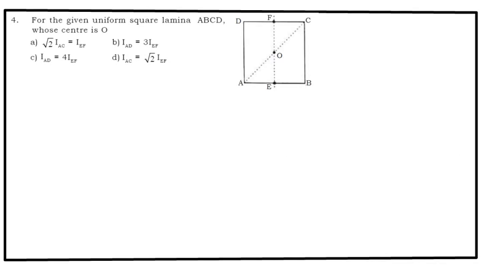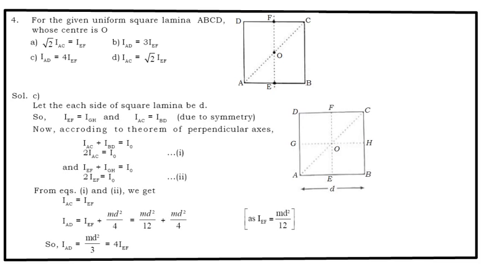For the given uniform square lamina ABCD, whose center is O, I have to find out the correct expression. Let each side of the square lamina be d. You can see that in the diagram. We know I_EF is equal to I_GH and I_AC is equal to I_BD. These are two axes perpendicular to each other and in the plane of the lamina.